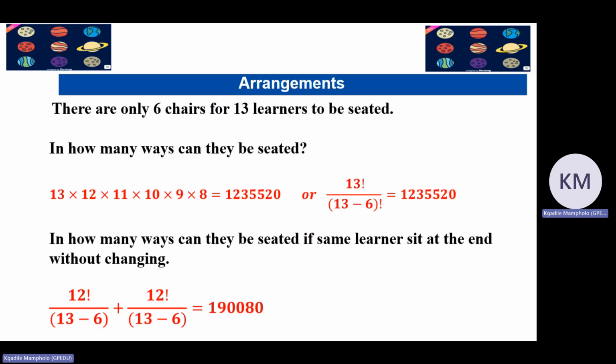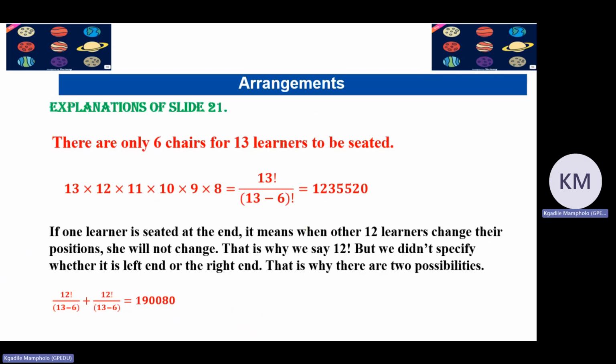So it means we'll be playing around with 6 chairs. But remember, we say one learner. So it means we'll be changing 12 learners. And why do we have 2 possibilities? Because we didn't specify whether we say the left end or the right end. So this learner can be on the right end or the left end. Then the answer will be 190,080. I did the explanation, as I said.